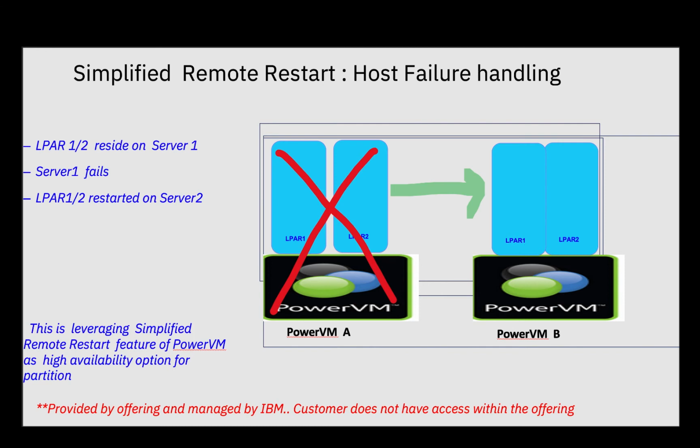Next, we have Simplified Remote Restart. Simplified Remote Restart allows you to restart your LPAR on a different Power box in case of a failure. It is important to make sure you have the pin feature off to create this HA offering. Otherwise, you are not able to move your workload. We will demonstrate how to toggle the pin feature in part 3 of this series.